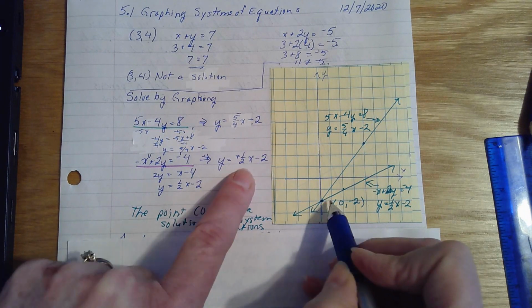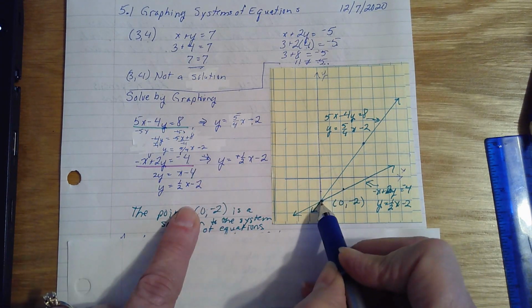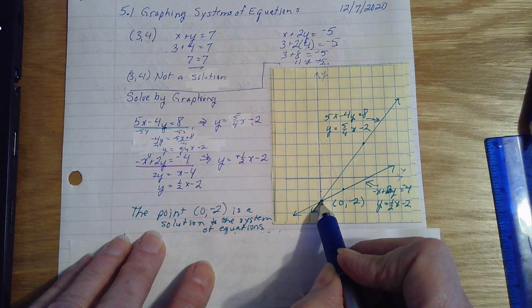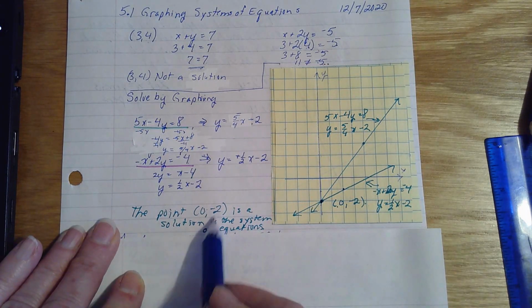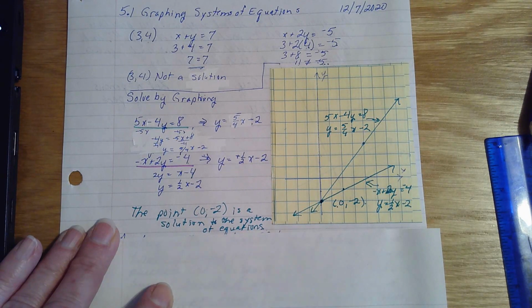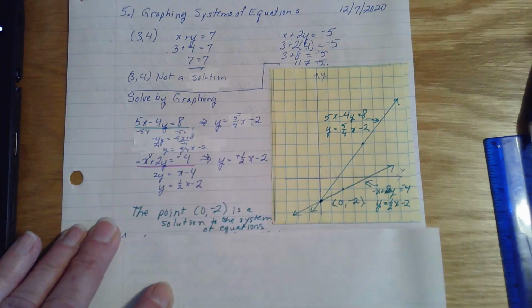So for this one, I'm going to go to -2. I go up 1 and over 2. And you can see right now, this intersects right here at the y-intercept at the point (0, -2). So the point (0, -2) is a solution to this system of equations. Pause for just a second here so you can look those over.